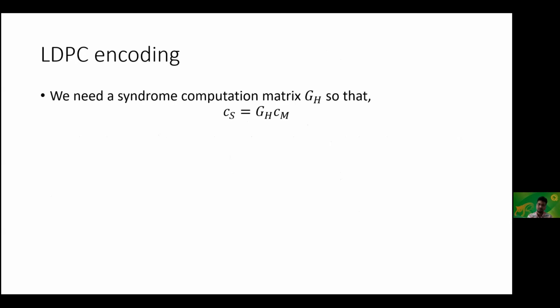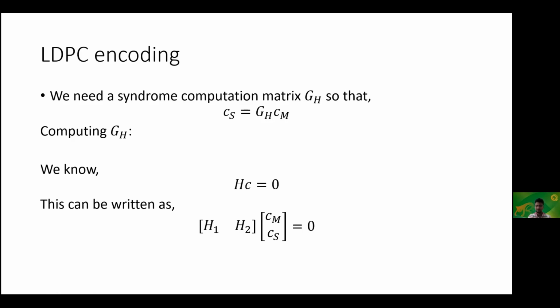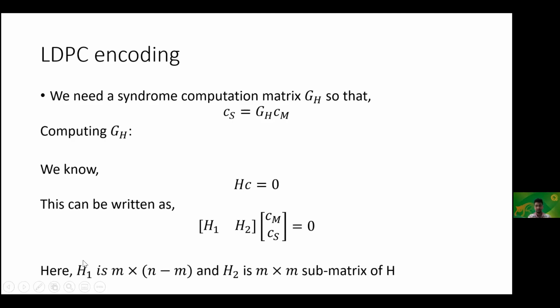Now, how do you do the encoding? You need an encoding matrix. To compute this S, you have this G of A's, which is the encoding matrix. You multiply the message with this G of A's, and you get the syndrome. Now, how do you compute the G of A's? It is very simple. Here we have split H into H1 and H2, with widths n minus m and m. So H1 is m times n minus m, and H2 is an m times m matrix. It's the same matrix. I'm just writing them with some space in the middle.